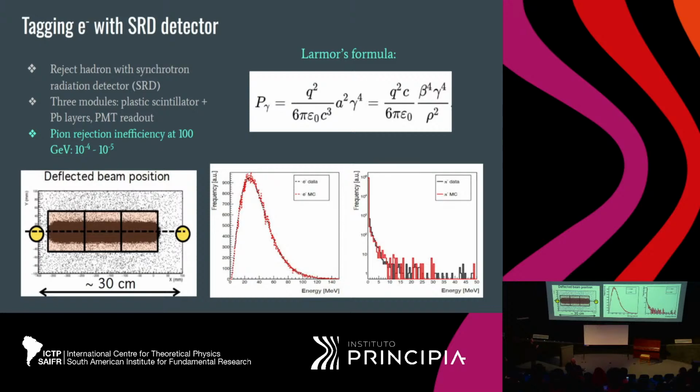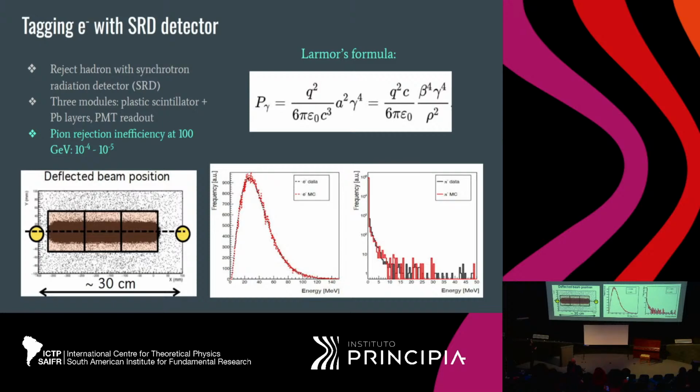Since there is a magnet and the electrons are bent to measure their momentum, they emit some synchrotron radiation, which is emitted according to the Larmor formula, depending on the radius of their trajectory, but most of all depending on their gamma to the fourth power. This obviously means that at the same energy, an electron will emit much more synchrotron radiation with respect to a hadron. And then if you detect these photons, you can distinguish between the two kinds of particles.